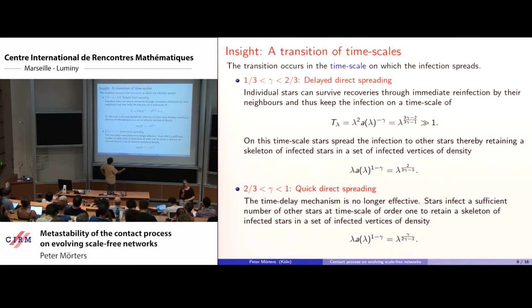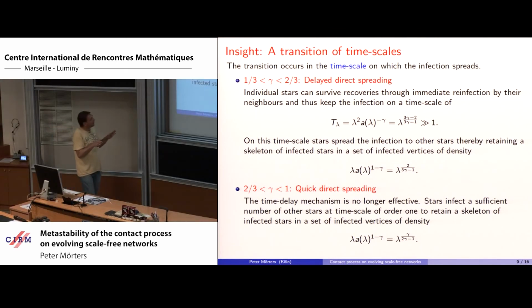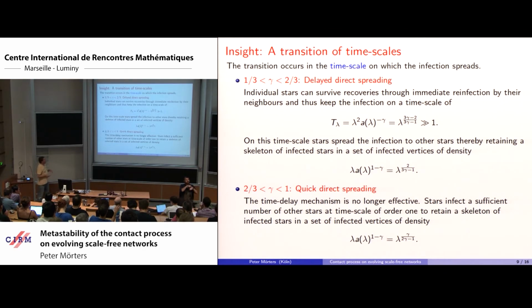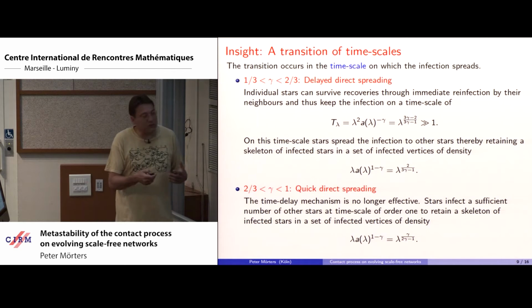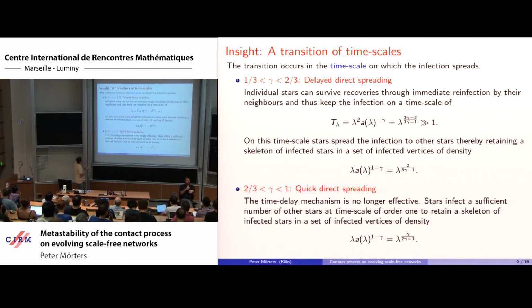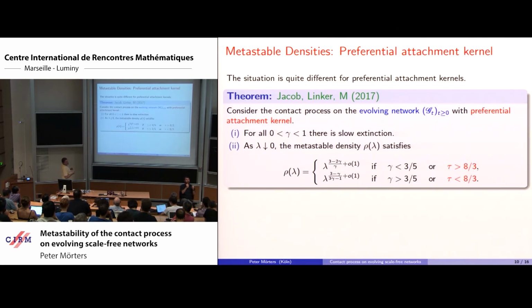And the same in this second mechanism. So the two mechanisms differ in one way, and that's the time scale. Okay, so there are two possible time scales, and depending on how inhomogeneous our graph is, one or the other is better. That explains this transition that we see in the metastable density. Okay, quickly a look at the preferential attachment kernel. So everything I've said so far was for the factor kernel.